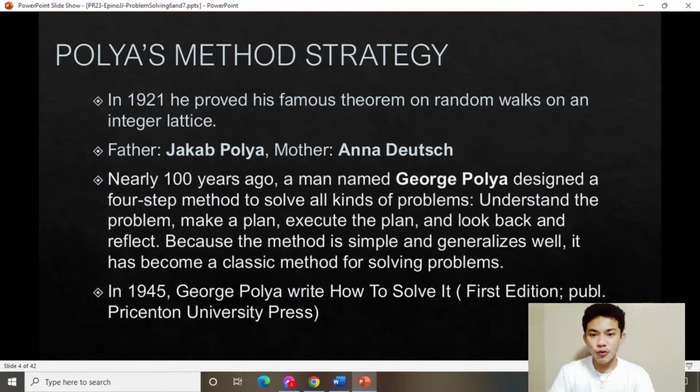In 1921, he proved his famous theorem on random walks on an integer lattice. The father of George Polya is Jacob Polya, and his mother is Anna Deutsch.